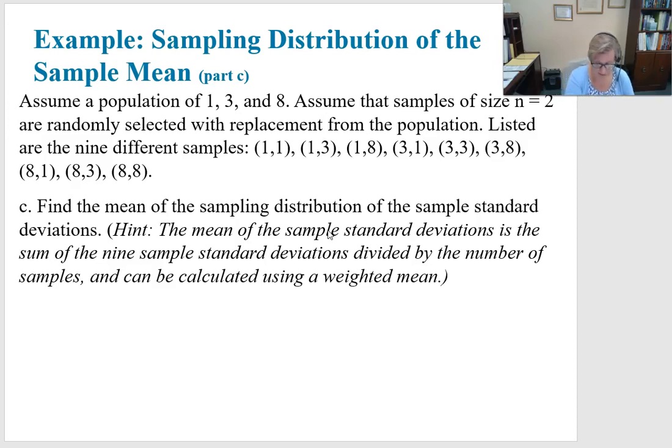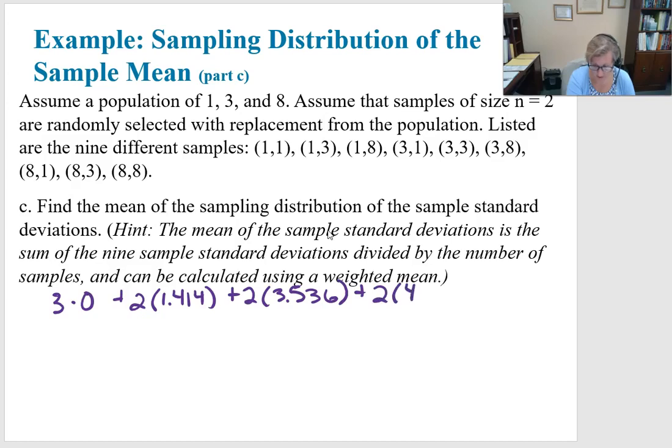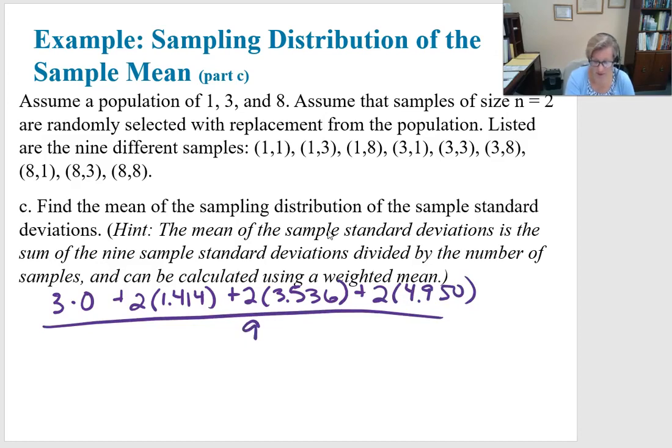So from that last, we had 3 samples that had a probability of 0. Plus we had 2 that had a standard deviation of 0, sorry. And then we had another 2 that had a standard deviation of 3.536. Plus we had another 2 that had a standard deviation of 4.950. And then we divide that by all 9 of our samples, right? We had 3, 4, 5, 6, 7, 8, 9, right? So weighted means, another place we can use weighted mean.